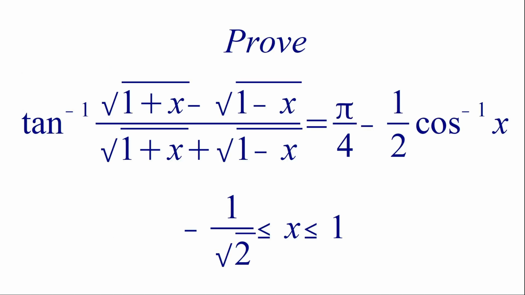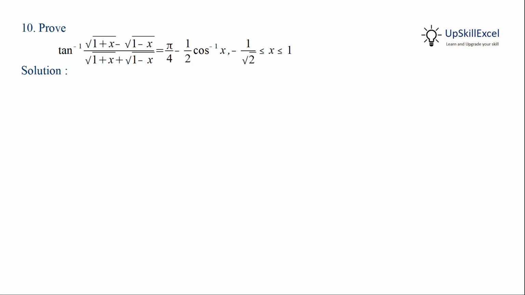The left hand side is a tan inverse function having two under root terms, 1 plus x and 1 minus x, and the right hand side is pi by 4 minus half of cos inverse x. We are also given that x belongs to minus 1 by root 2 to 1. So we start here by assuming x is equal to cos 2 theta.